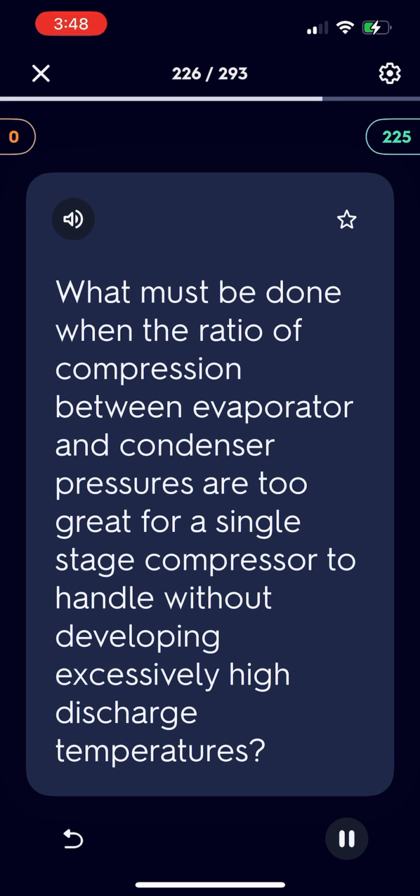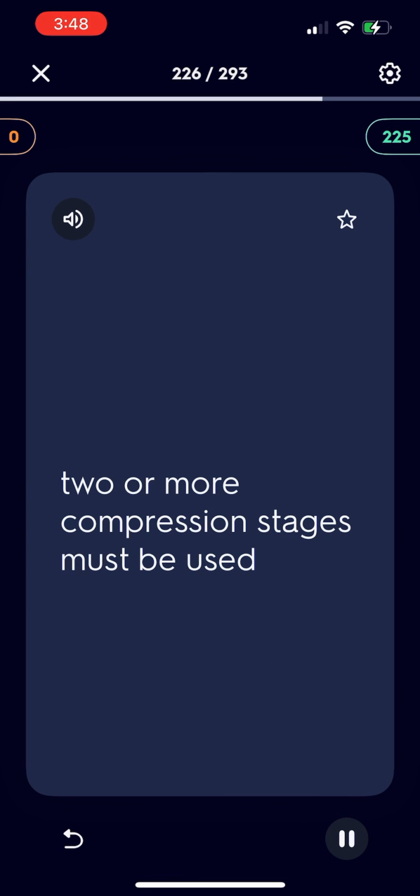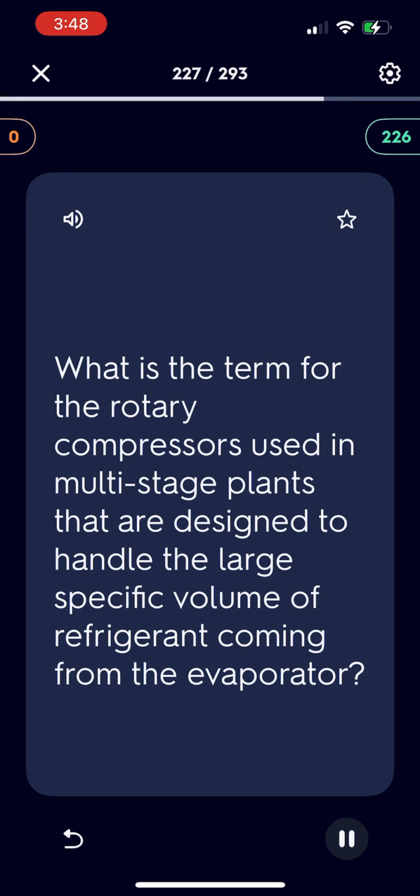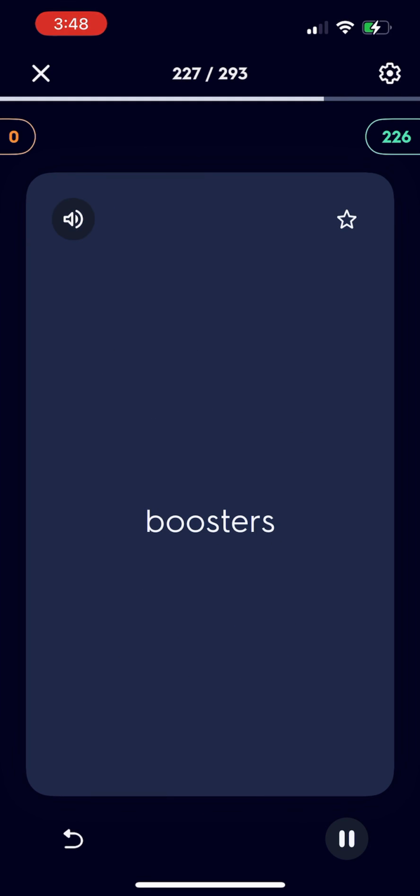What must be done when the ratio of compression between evaporator and condenser pressures are too great for a single-stage compressor to handle without developing excessively high discharge temperatures? 2 or more compression stages must be used. What is the term for the rotary compressors used in multi-stage plants that are designed to handle the large specific volume of refrigerant coming from the evaporator? Boosters.